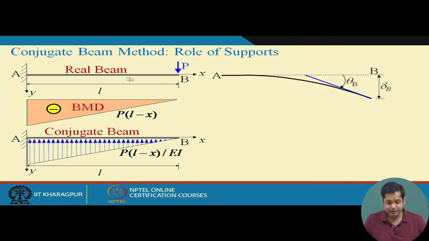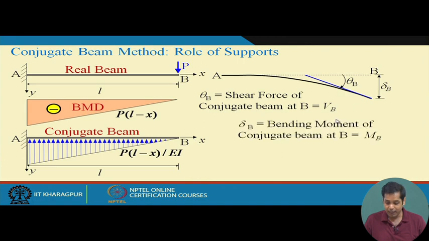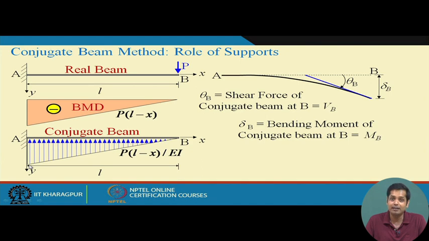Now, the real beam deflects like this; this is the delta B and this is the theta B. What we know is that theta B will be the shear force of the conjugate beam at B, which is VB, and the conjugate beam method also tells us that delta B will be the bending moment of the conjugate beam at B. Now, let us visually inspect the beam. It is a cantilever beam subjected to a triangular load distribution, and the load is 0 here, and this linearly varies and is maximum at the fixed end.